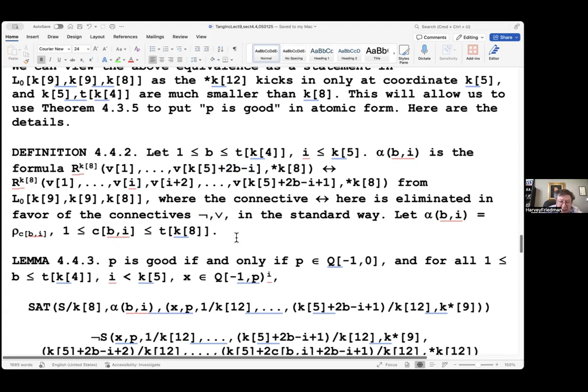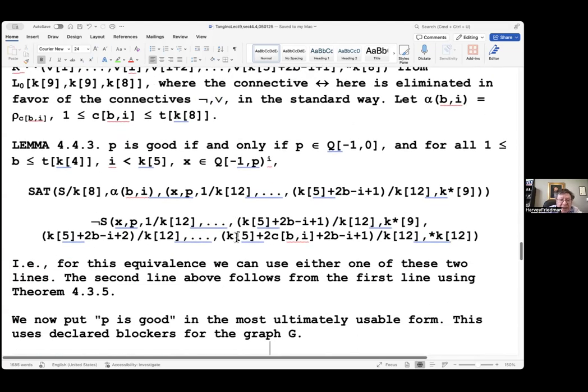So now Lemma 4.4.3 says P is good if and only if P is non-negative and for all, the usual setup, X below P, SAT. That's completely clear by the way I set up alpha bi, right? In other words, that if and only if is now replaced by a formula, right? But alpha bi still has connectives. And then we apply connective elimination. In other words, the third representation theorem from Section 3.